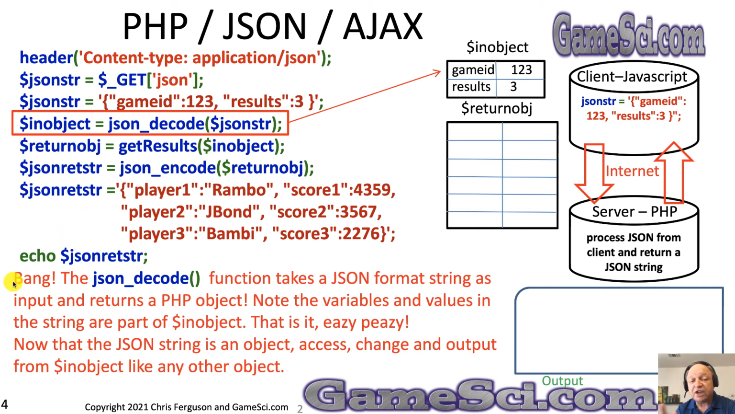Bang! The json_decode function takes a JSON format string as input and returns a PHP object. Note the variables and the values in the string are part of $in_obj. That's it, easy peasy. My data on the input is converted to a PHP object, and you can see the variable names and the values match. Now that the JSON string is an object, we can access, change, and output from $in_obj like any other PHP object.